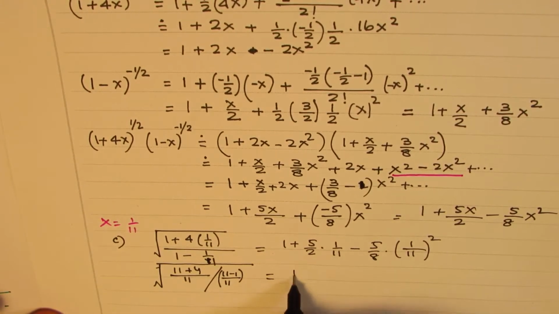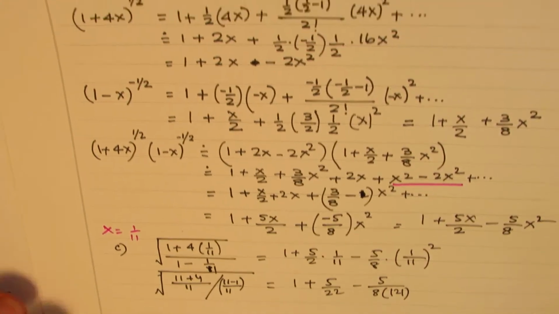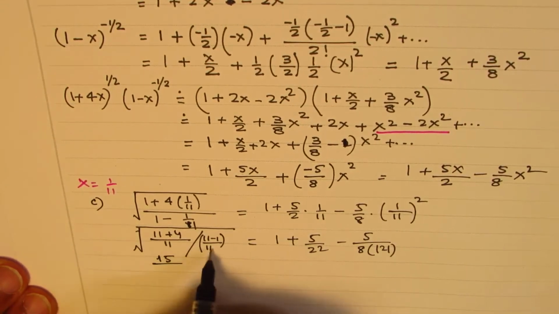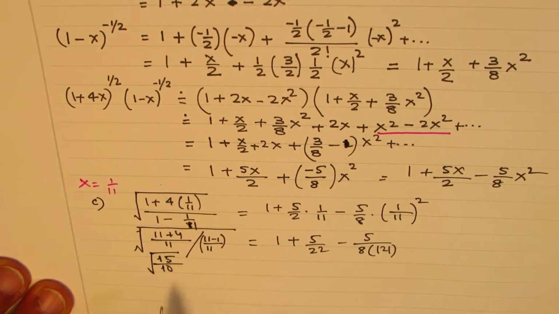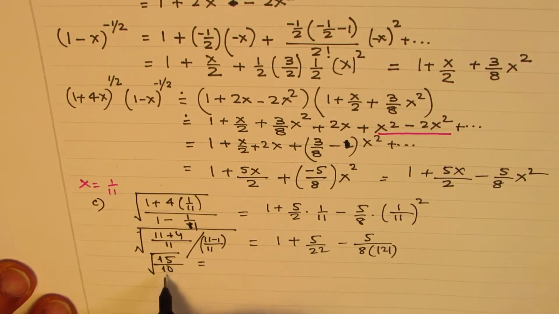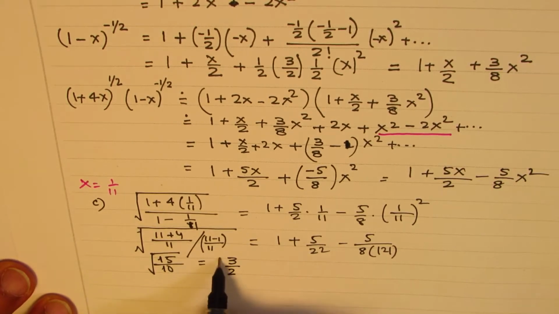Equals 2. Here we get 1 plus 5 over 22. Here we have 5 over 8 times 121. Okay. 11 plus 4 is 15. Over this 11 cancel. 11 minus 1 is 10. So we get square root of 15 over 10. Now let's try to figure this out here. So 15 over 10 is basically 5 over 2, right? So this could be written as, dividing by 5, we get 3 over 2 square root.